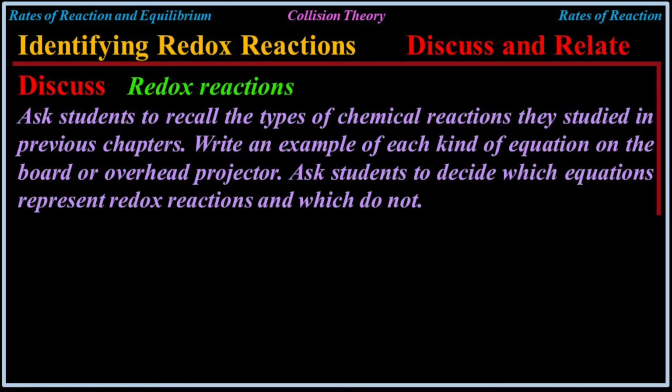Ask students to recall the types of chemical reactions they studied in previous chapters. Write an example of each kind of equation on the board or overhead projector. Ask students to decide which equations represent redox reactions and which do not.